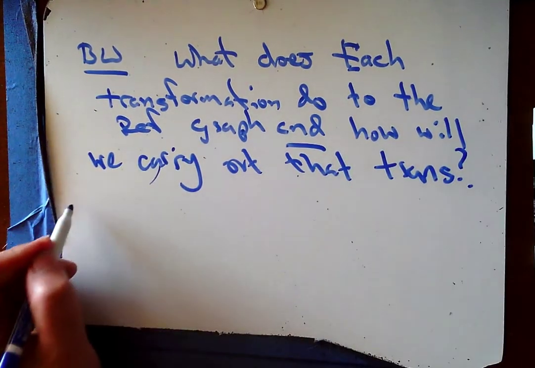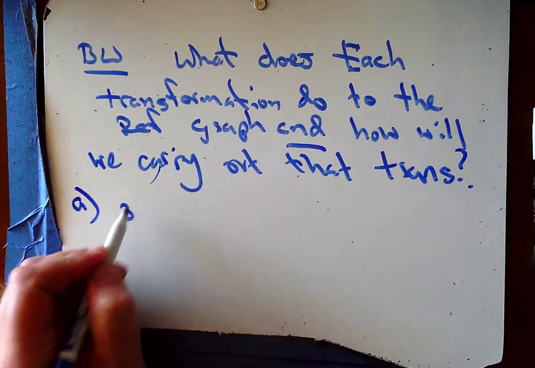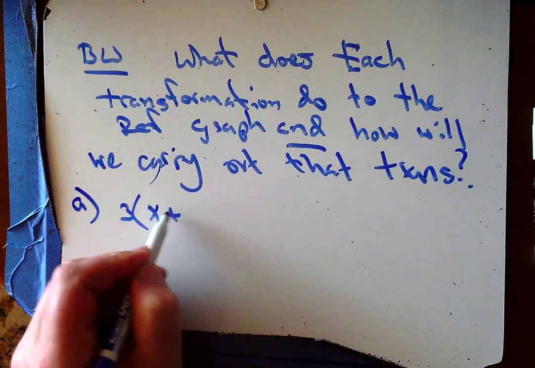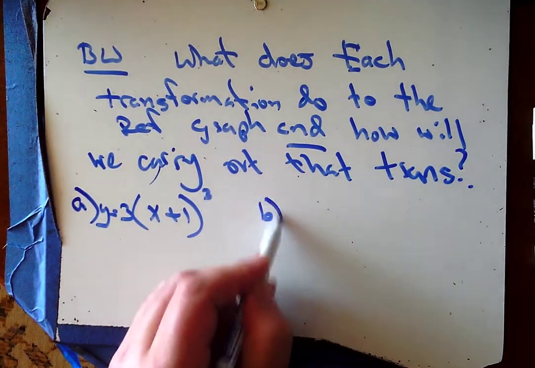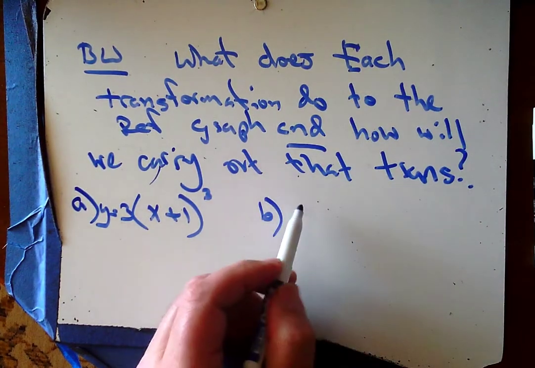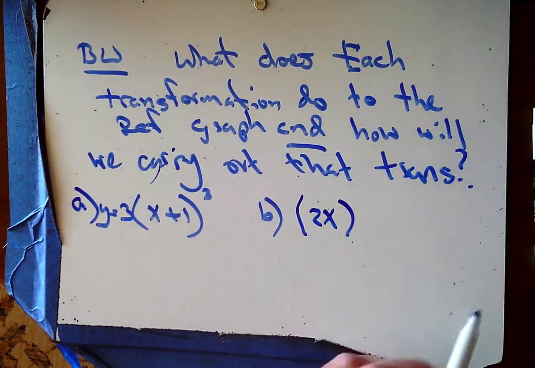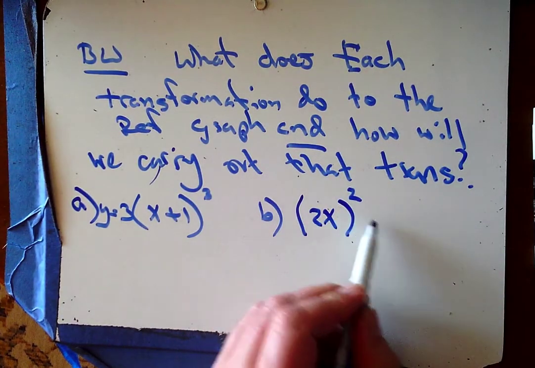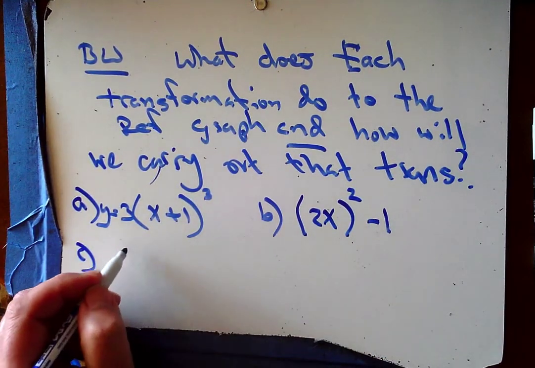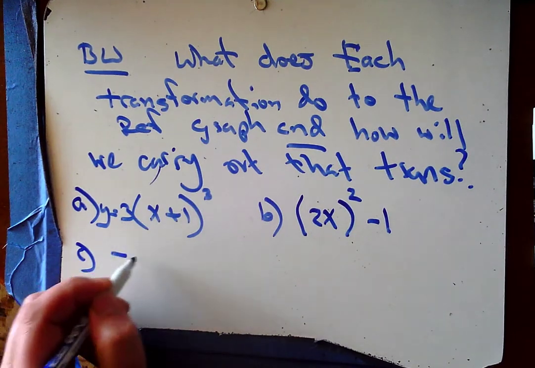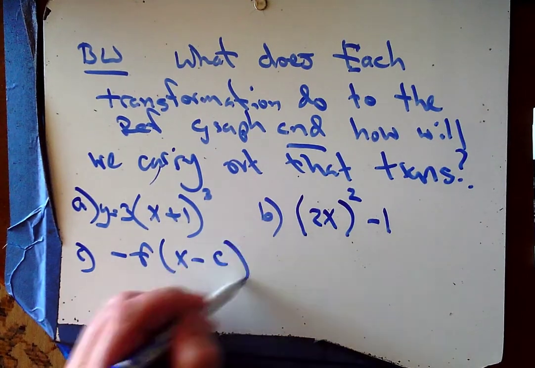Two questions today. Part A, we've got 3x plus 1 cubed, and B, 2x squared minus 1, and C, negative f of x minus c.